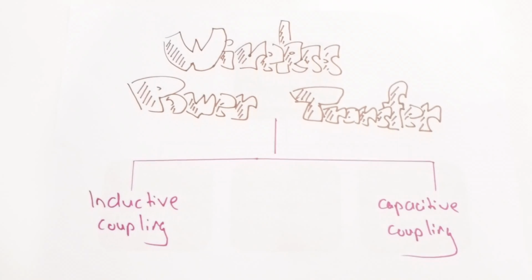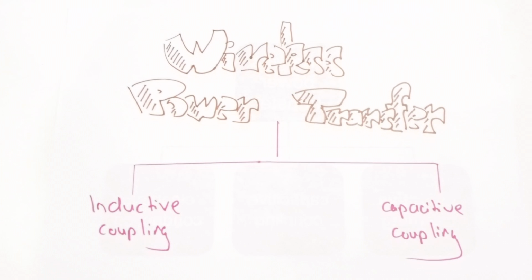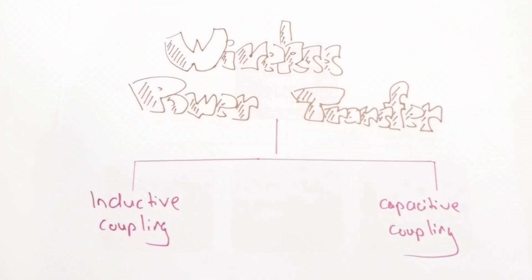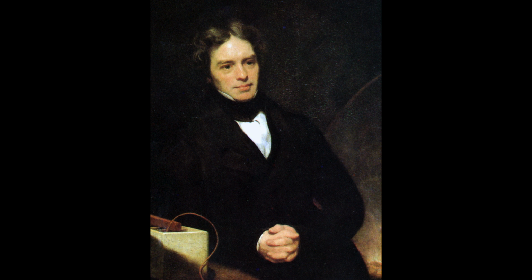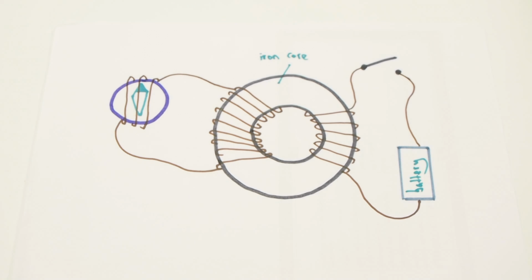Before I introduce all the techniques used in wireless power transfer, I would like to talk about this man. He is Michael Faraday. In Michael Faraday's first experiment, he set up the apparatus as shown in the diagram. Now I would like to explain this experiment to you all.